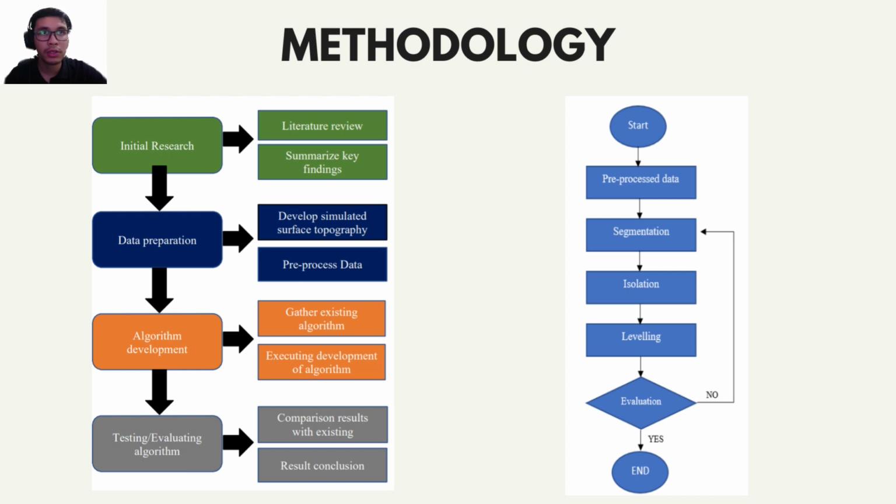Algorithm development using MATLAB software involves gathering the existing algorithms from the literature review and executing the development of the algorithm based on the research findings. Finally, testing and evaluating the algorithm involves comparing the results obtained using the new algorithm with those obtained using other leveling methods to identify areas for improvement.